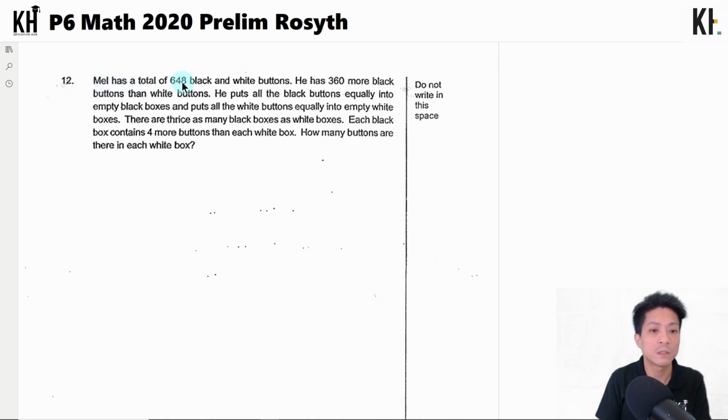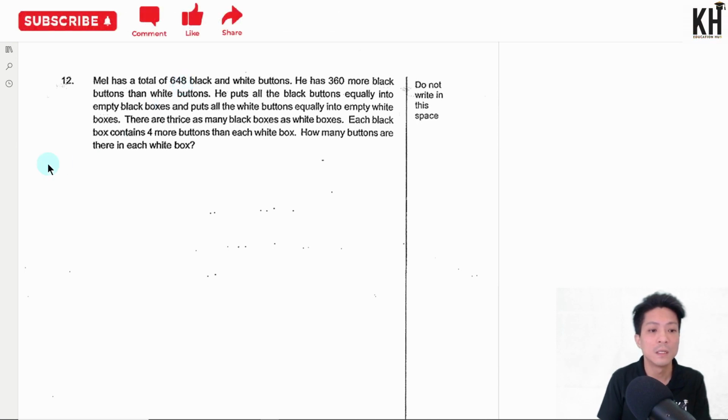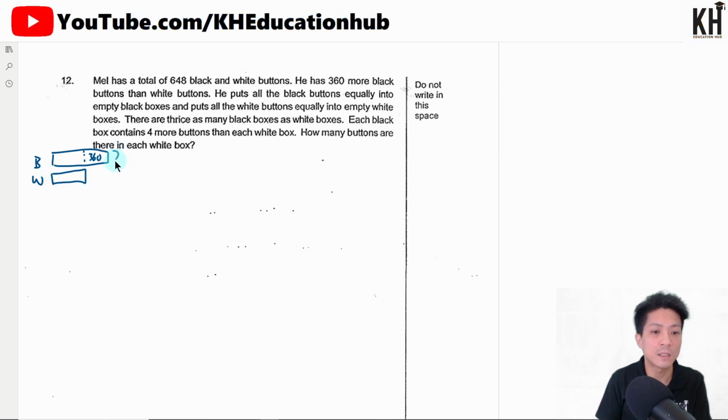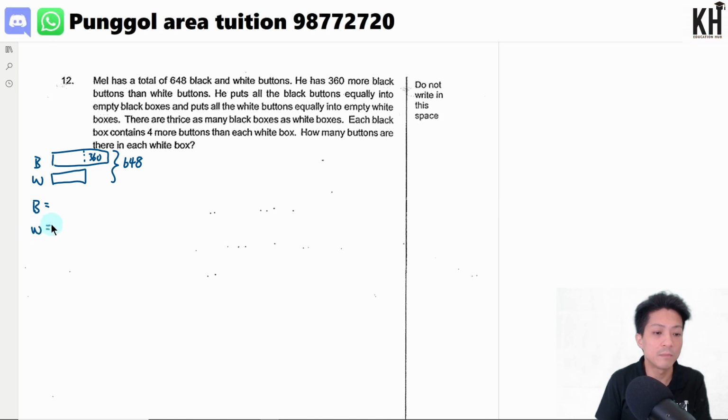Mel has a total of 648 black and white. He has 360 more black. So the first thing I can figure out is he has more black, right? So I'm going to draw a simple model here: 360, and this is the white, and the total is 648. The first thing I can figure out is the exact number of black and white buttons.